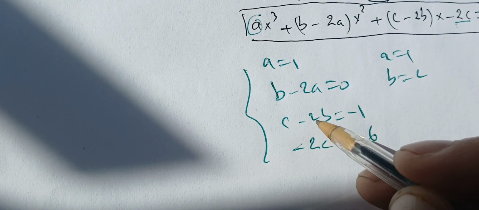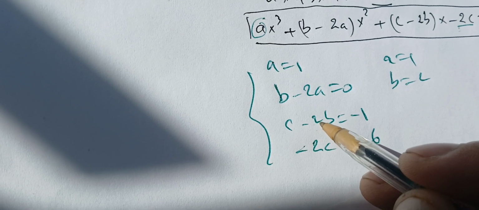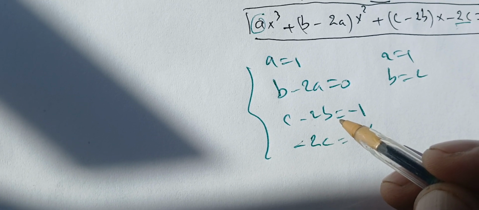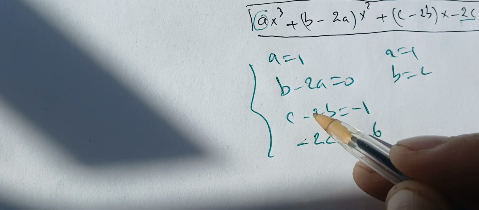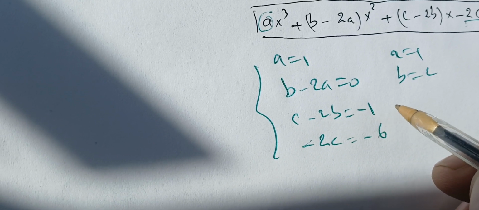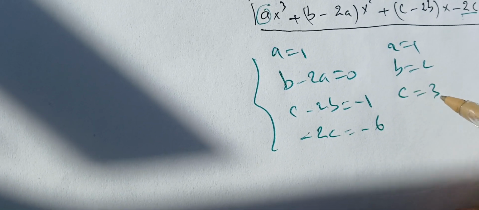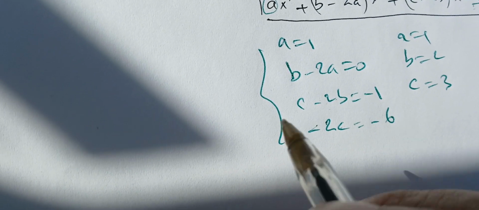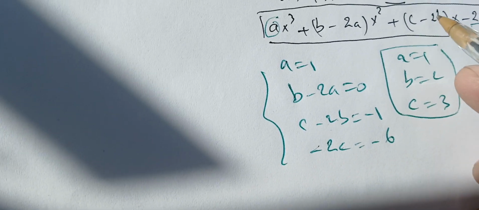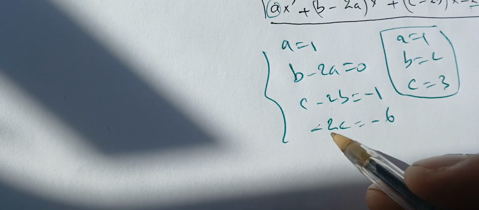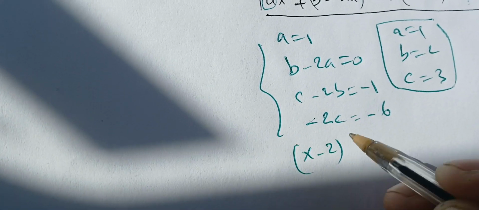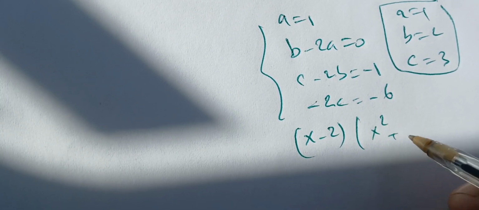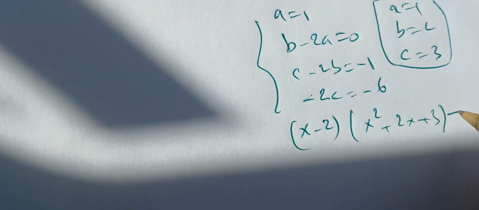And b is 2, that means I have 4 minus 1, which is 3. That means c is 3. And I can check this one. c is 3. This is just a check. So therefore, my polynomial here is x minus 2 times this polynomial here. So it's going to be x squared plus 2x plus 3 equals 0.